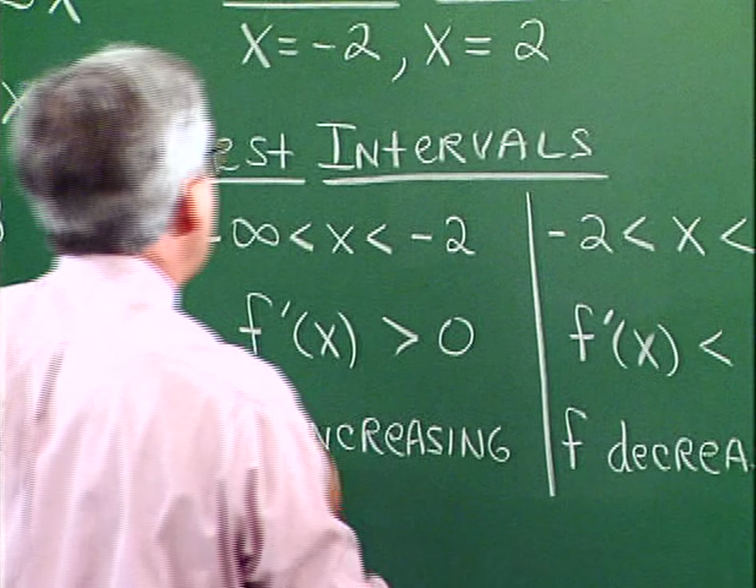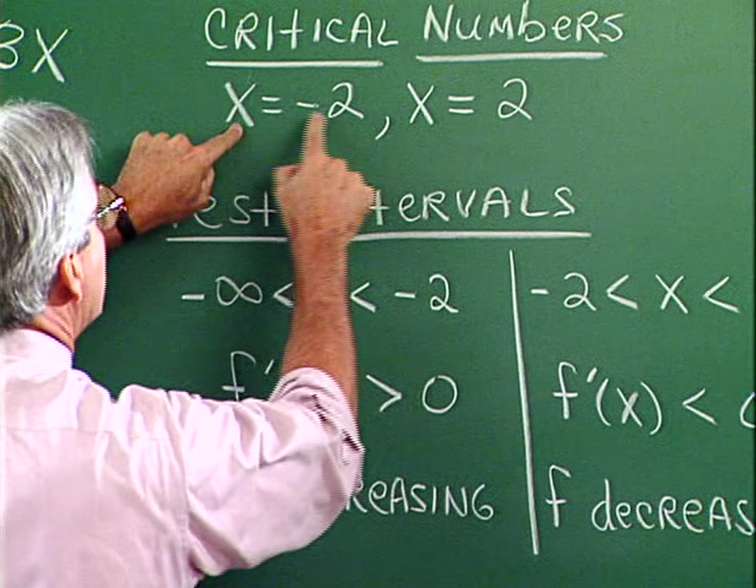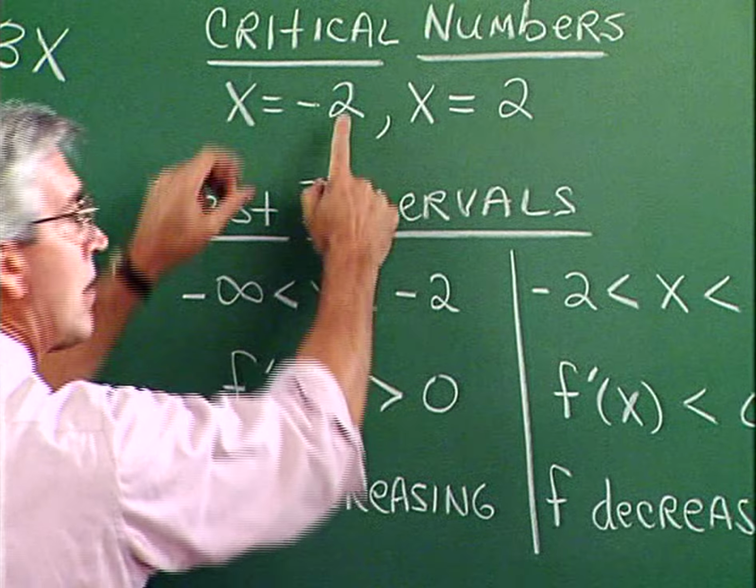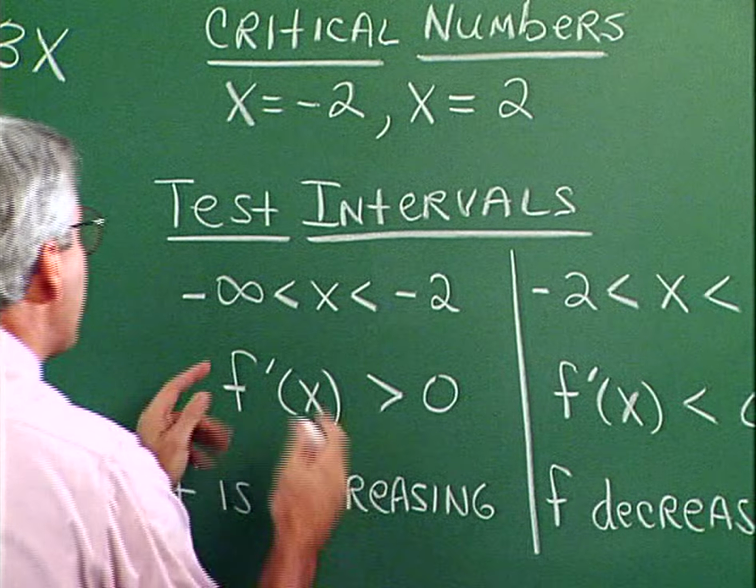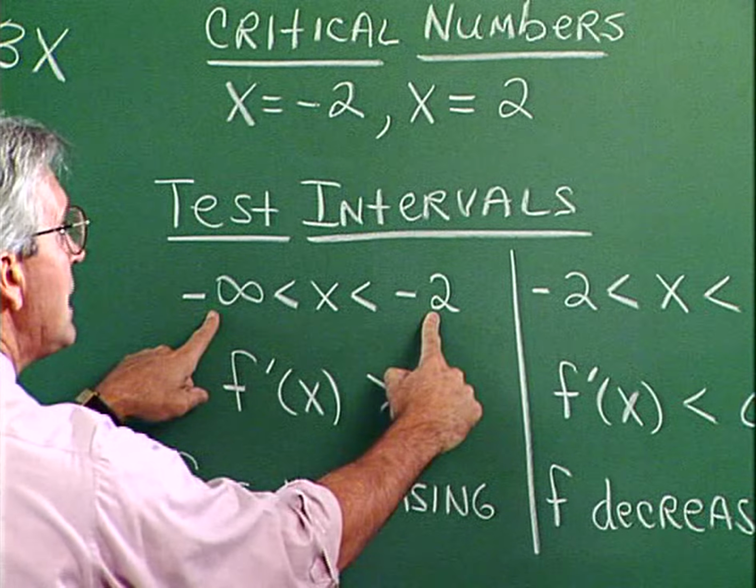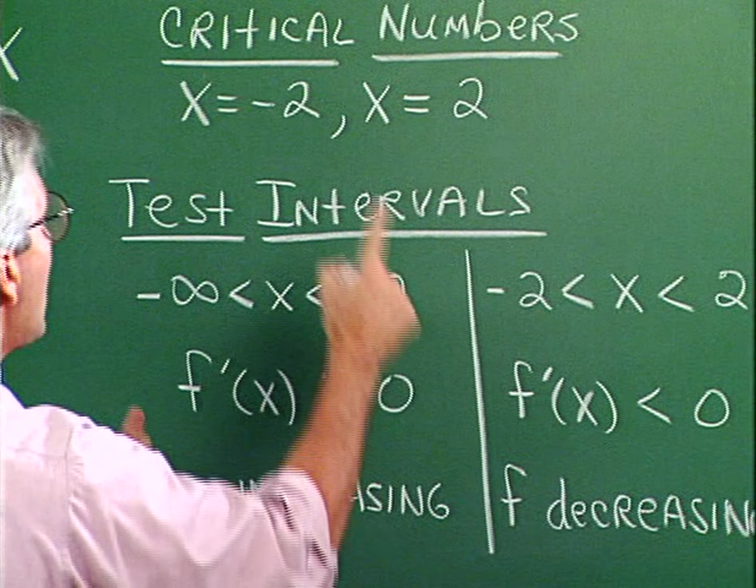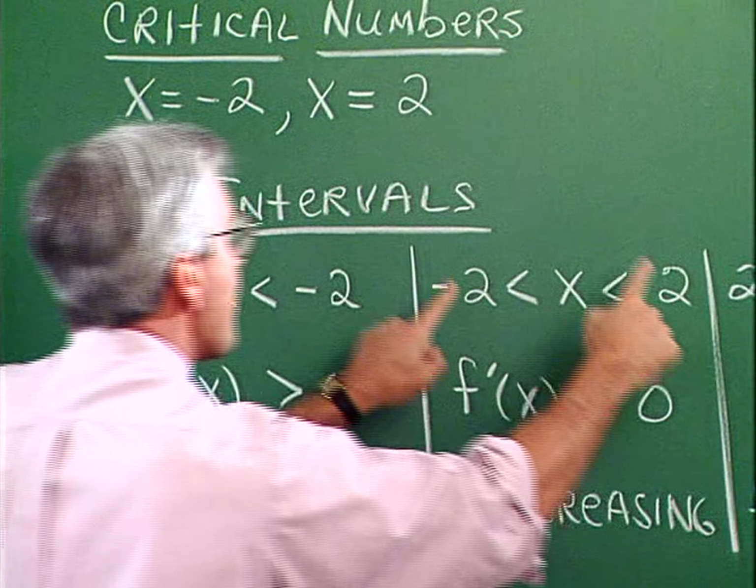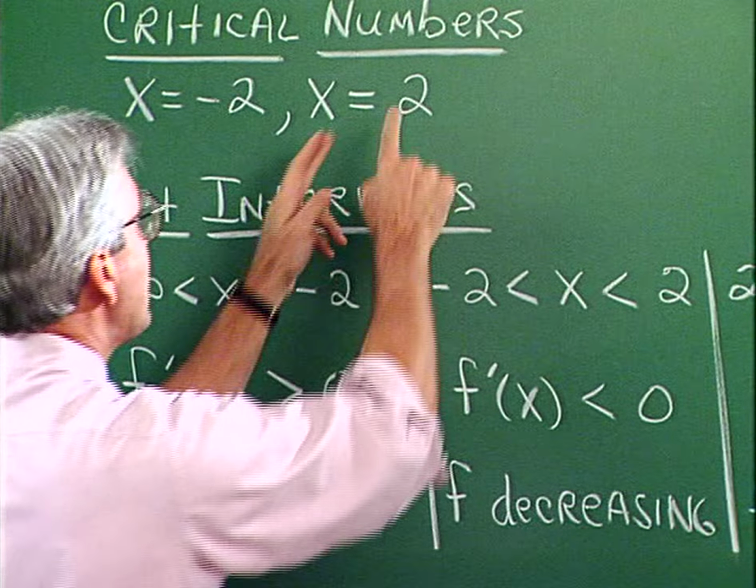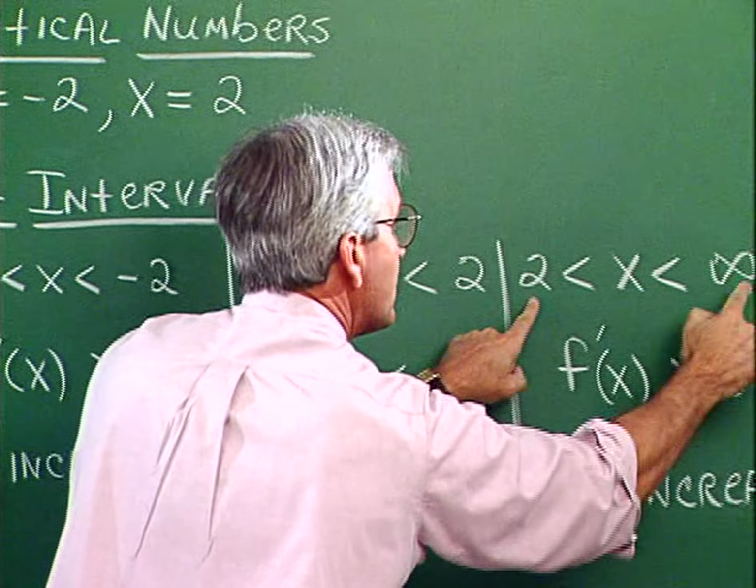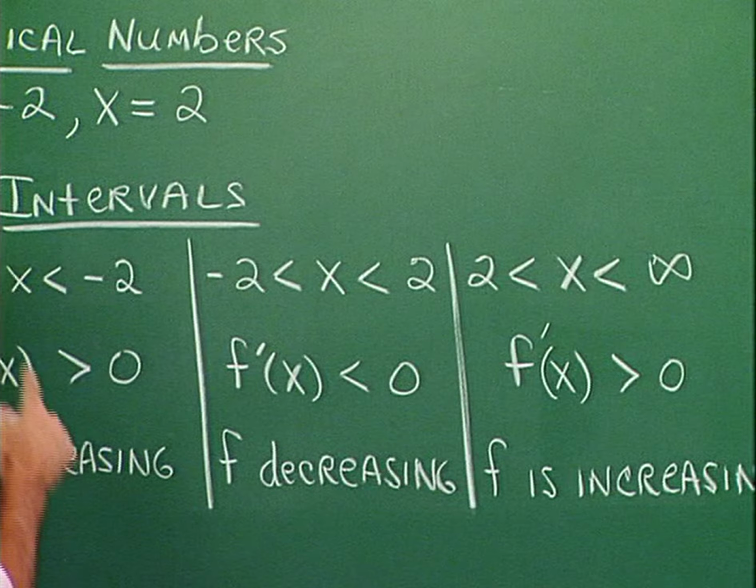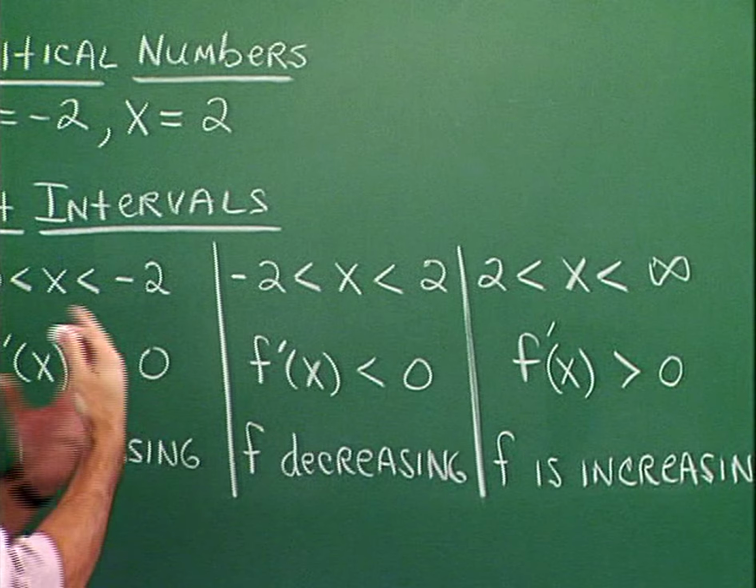into. So the intervals would be, let's see, if x is -2 is a critical number, then one test interval would be from -infinity to -2. The next interval would be from -2 to 2. And then the next test interval would be from 2 to infinity. Now what's happening in those intervals? Let's examine what's happening.